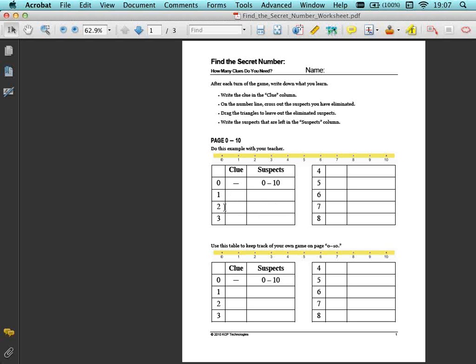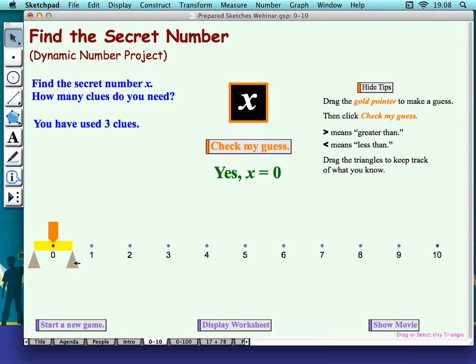And in that same way, I could write down the clue and the remaining suspects and keep track of what I've eliminated. The idea of doing this in 3 different ways, both crossing out on the number line on the worksheet, keeping track of the clue and the suspects, and keeping track of the suspects with the gray triangles, is to make kids think a little bit more deeply about what these clues really mean, to help them keep track of the meaning of greater than and less than, and to generally focus their attention on what the clues really mean and what they can figure out.